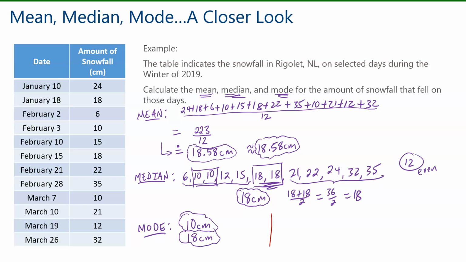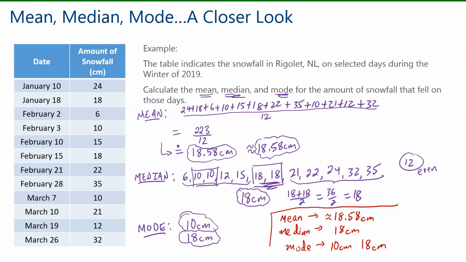Having found all three measures of central tendency, I'd like for us to have a close look at what we came up with. Our mean, approximately 18.58 centimeters. Our median, 18 centimeters. And our mode, we had 10 centimeters and 18 centimeters. Our values here, are they all identical? No, they're not. But what I do recognize is that 18.58 and 18 and another 18, we do have three values that either are close to 18 or are exactly 18.